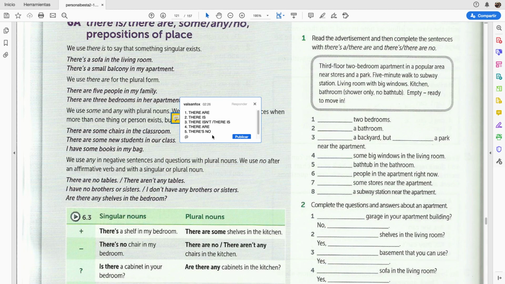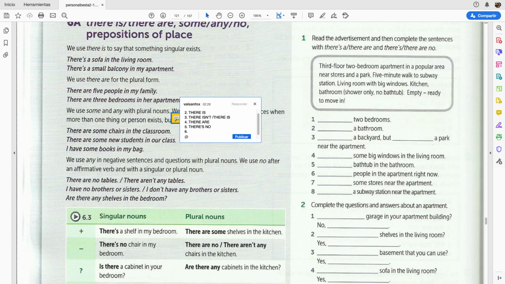Because here we can also say there isn't, but the difference is that when you say there isn't, you need to use the a. There isn't a bathtub in the bathroom. So since the a is not here, we just say there is no bathtub in the bathroom, and the a is not necessary here. So there is no a bathtub in the bathroom is like contradictory. So that's why you use there is no bathtub in the bathroom.